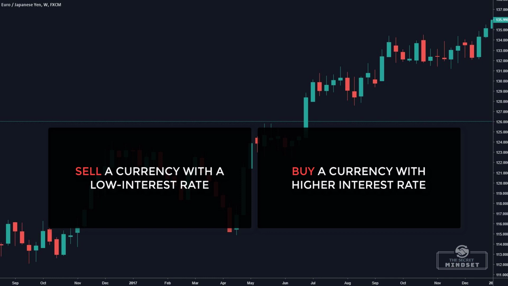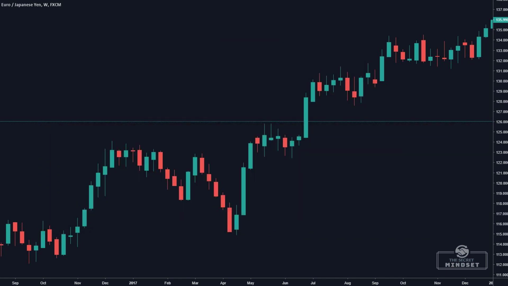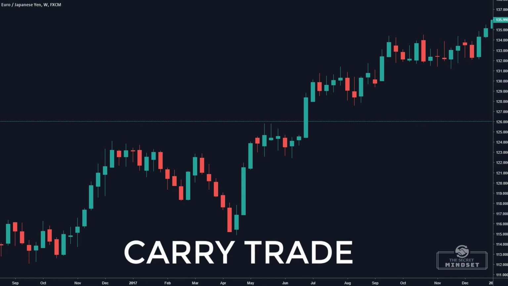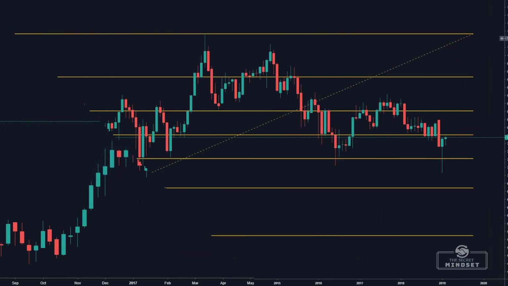By executing a carry trade, the position trader intends to generate profit from the difference in interest rates between the two countries. Also, with an appropriate approach, the position trader aims to benefit not only from the difference in interest rates, but also from the changes in the exchange rate.